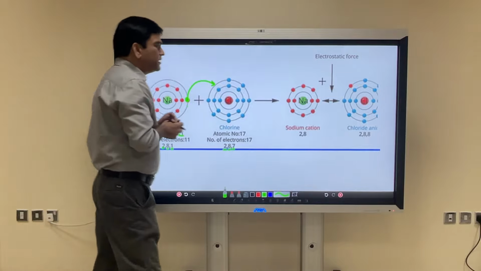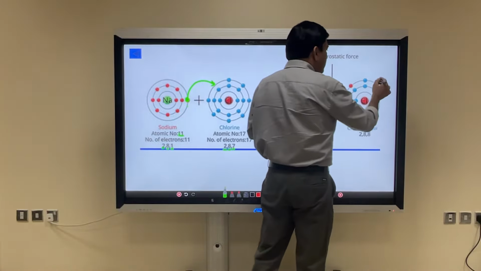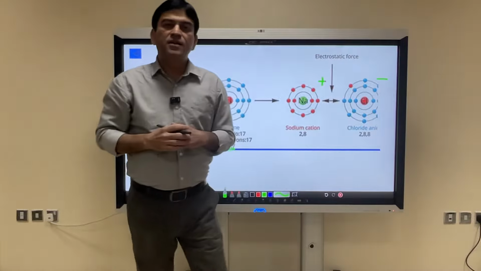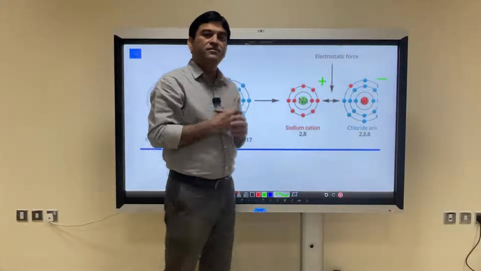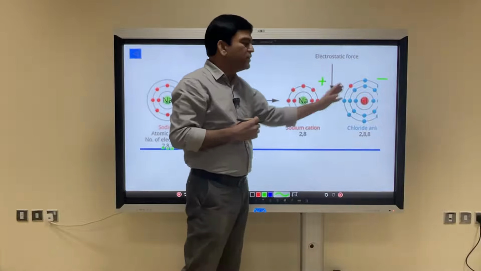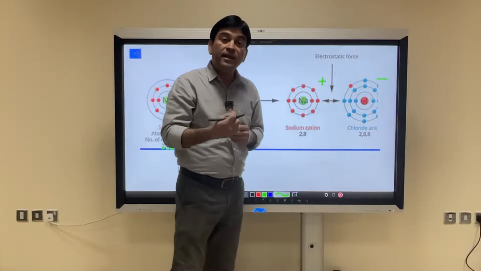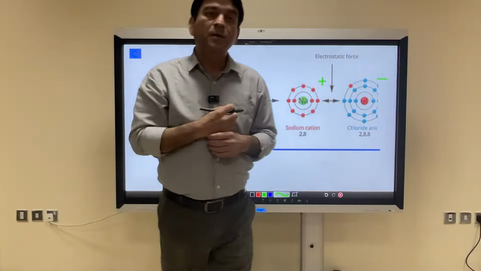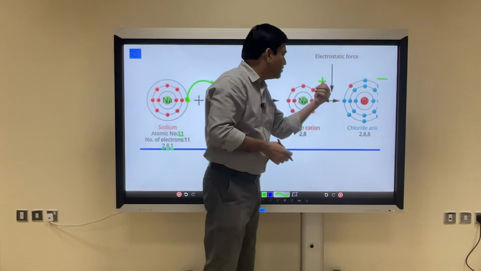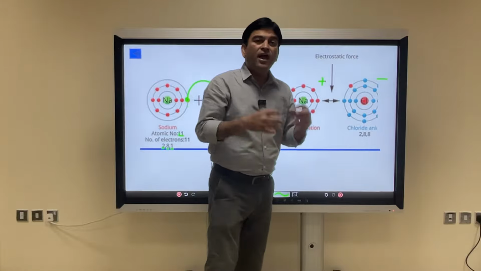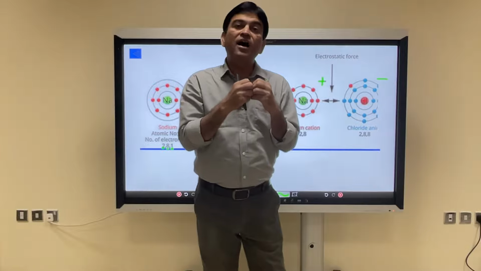What happens? This gets a positive charge, and this gets a negative charge. So now what's happening over here? There's a transfer of 1 electron from sodium to chlorine. Sodium gets a positive charge, chlorine gets a negative charge, and they become ions. There is an electrostatic force of attraction between a positive charge and a negative charge. So there is an electrostatic force of attraction between Na plus and Cl minus, and they form a bond. This is a bond between the ions. They form a bond which is known as an ionic bond.